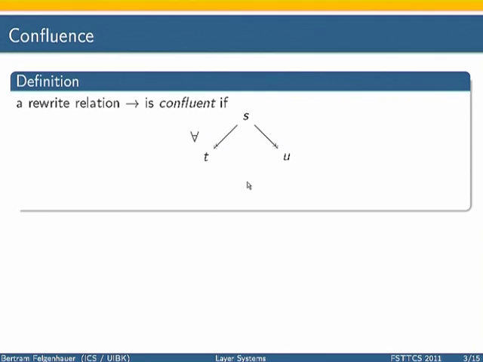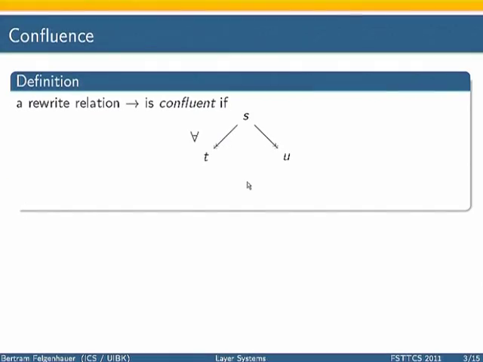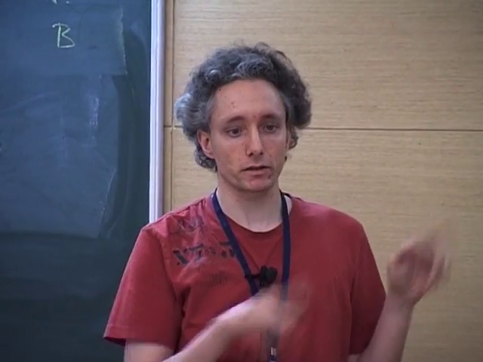So let's move on. What is confluence? Well, confluence just says, if we have a starting term S and some rewrite sequences applying those rules that result in different terms T and U, then we can find a common reduct, that is a term V, such that we can find rewrite sequences from both T and U to V.